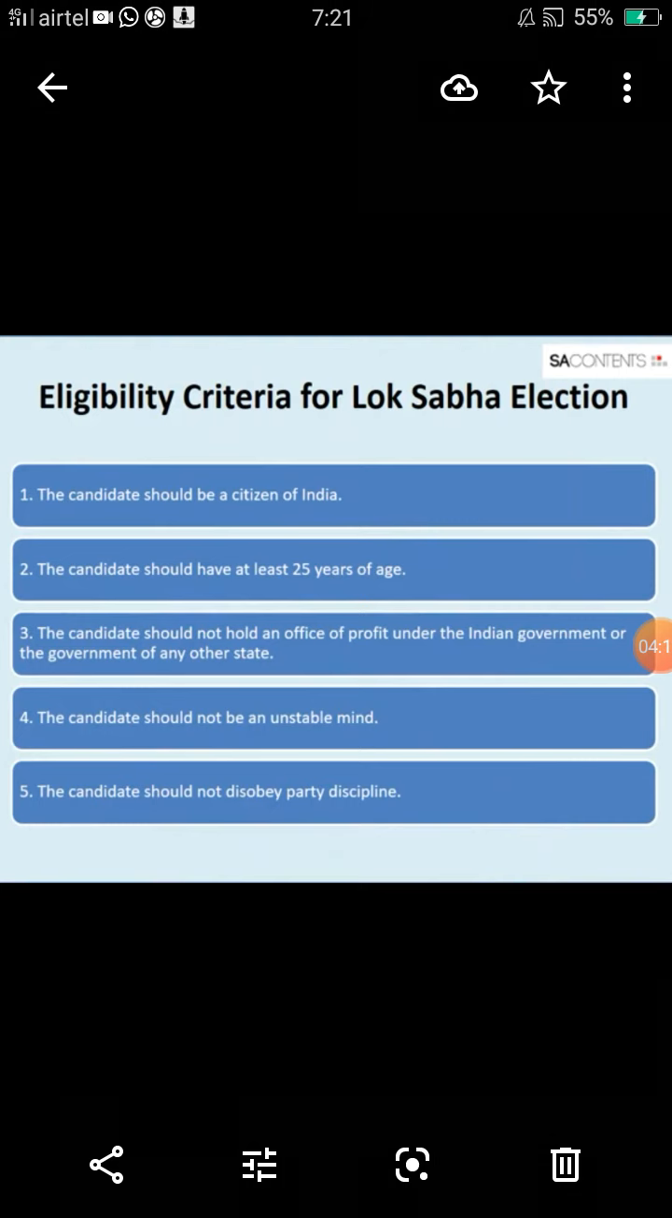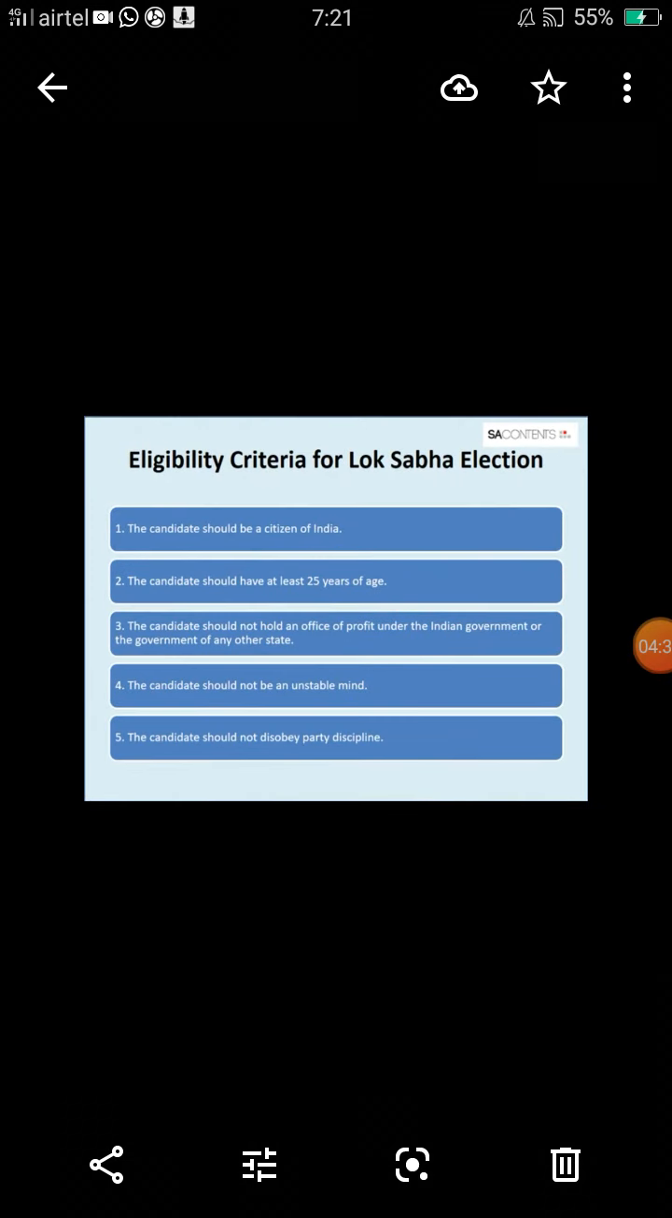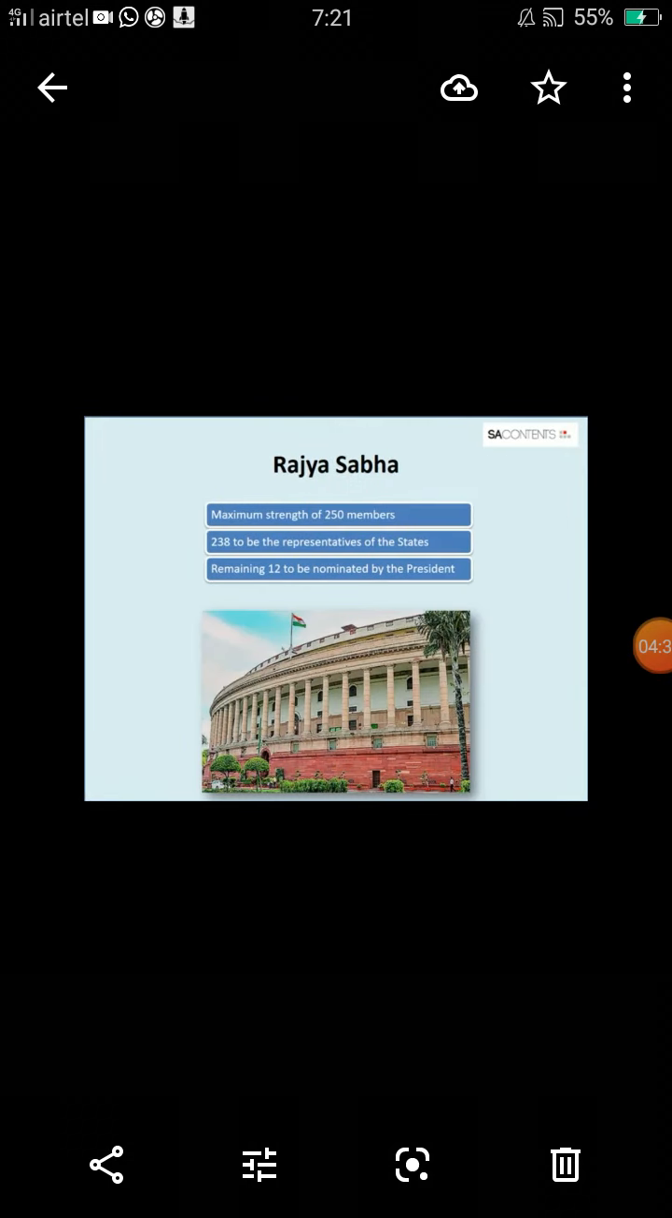Fourth, the candidate should not be of unstable mind. Means his mind should not be unstable, means he should be concentrated in things. The candidate should not disobey party discipline. So these are the eligibility criteria for Lok Sabha election.